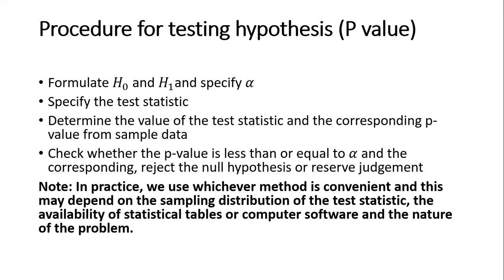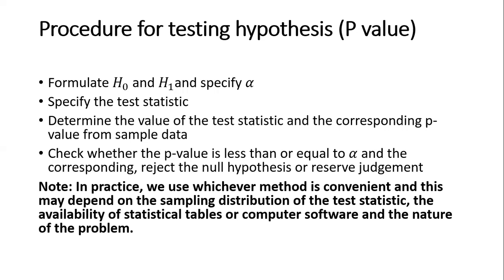Under the p-value, we formulate the null hypothesis and its alternative and specify the level of significance, maybe alpha 0.05, alpha 0.01, etc. Then we specify the test statistic. It can either be a t-test, a z-test, or a chi-square, depending on which data you are dealing with. Then determine the value of the test statistic and the corresponding p-value from the sample data. Of course, you need to compute the test value and also its p-value. Then decide whether to reject or not to reject.